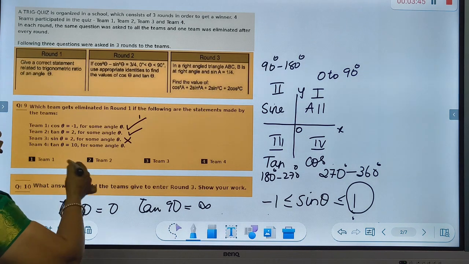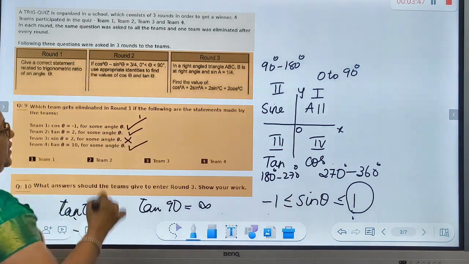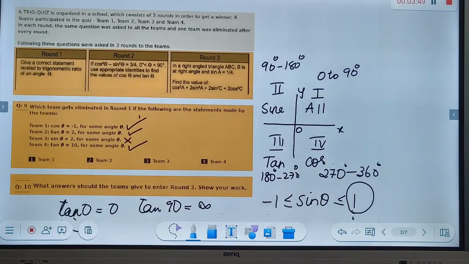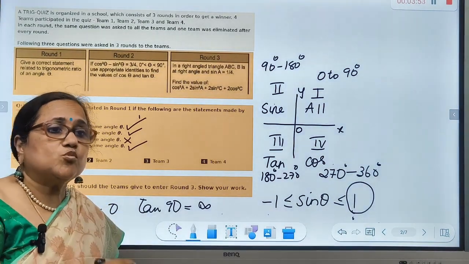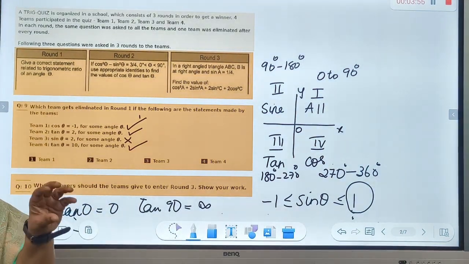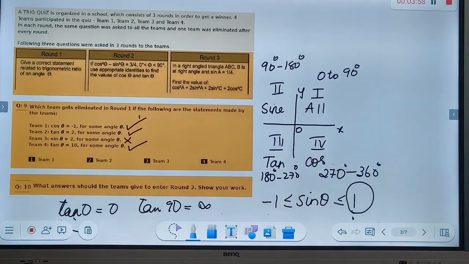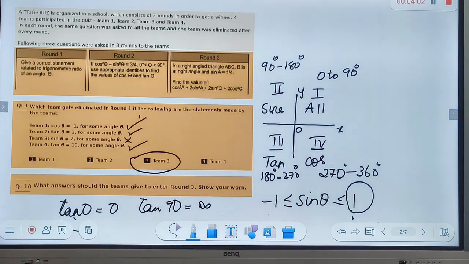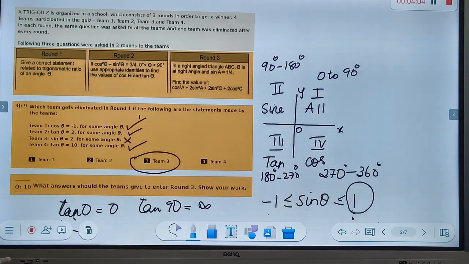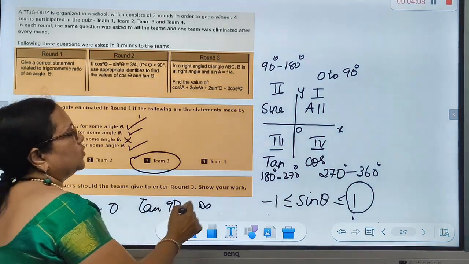Tan theta can be 10. I told you tan theta assumes values up to infinity. Sin theta and cos theta are 2 functions which assume values from -1 to +1. So these are some basic facts that you ought to know. So based on this, team 3 gets eliminated. So what do you observe? Team 3 gets eliminated. Now let's go on to the next question.